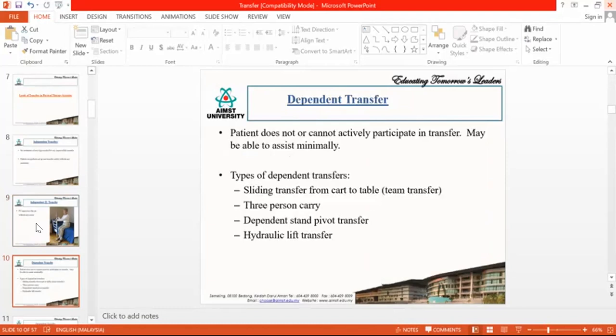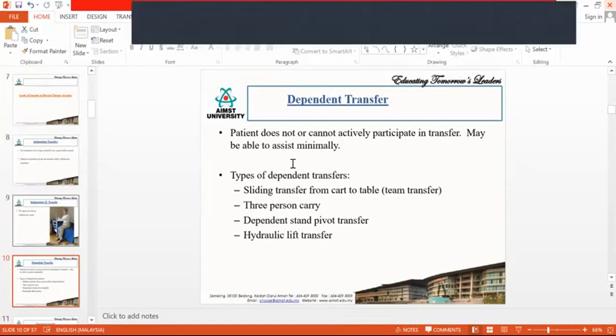Next we have dependent transfer. Here the patient depends on any equipment or the patient depends on any person. The patient can depend on any object or any equipment, or the patient will be depending on another person. That is called dependent transfer. In dependent transfer, we have four types. One is sliding transfer from any position to another.